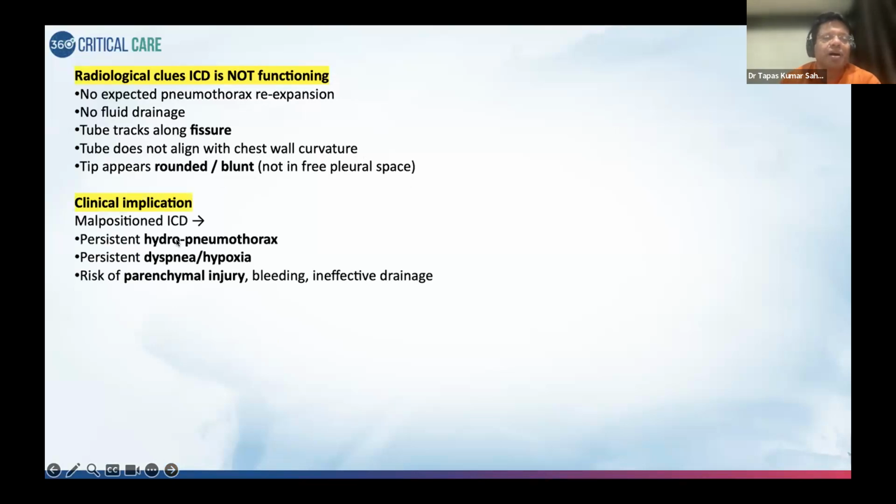Clinical implication, malpositioned ICD will be having persistent hydropneumothorax. Somebody has mentioned hydropneumothorax or hydrothorax, but you have to use the word persistent hydropneumothorax. Now, you have already put the ICD in a case of hydropneumothorax, but this lung is not expanding. So that means there is persistence of hydropneumothorax, persistent dyspnea and hypoxia if the patient's clinical condition has been given, and also there is high risk of parenchymal injury, bleeding, ineffective drainage.